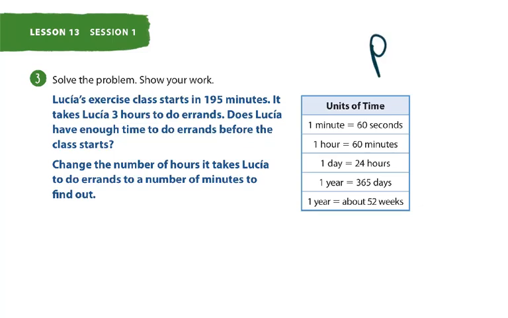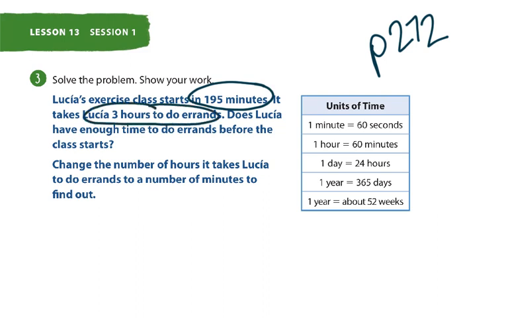All right, we are on page 272. Let's read the story problem. Let's try all of you reading. Lucia's exercise class starts in 195 minutes. Circle. It takes Lucia 3 hours to do errands.